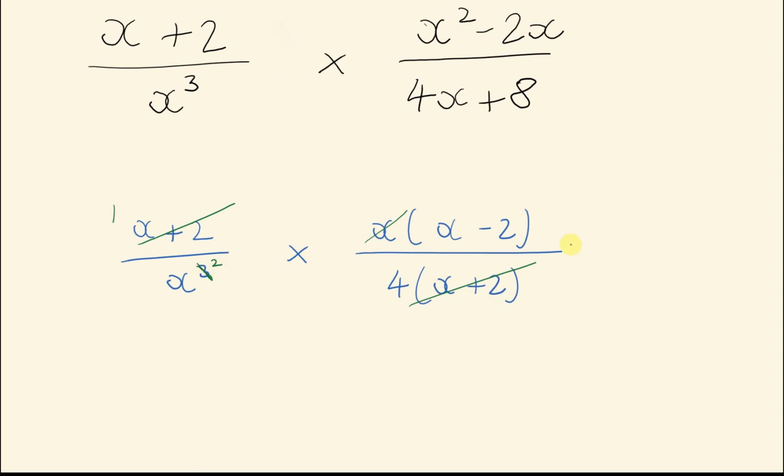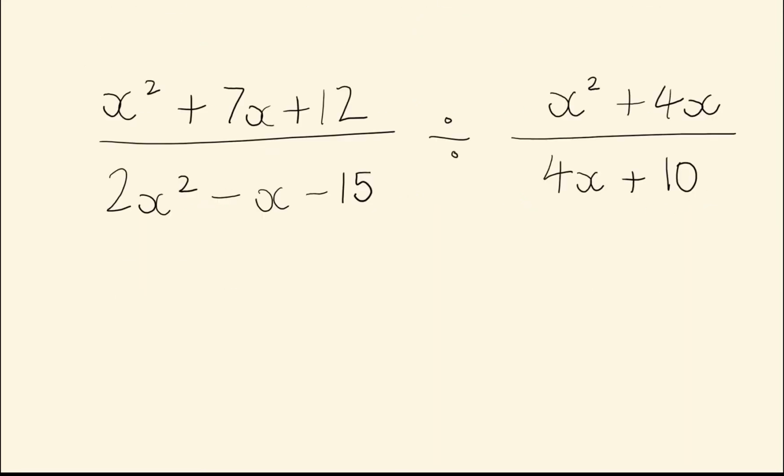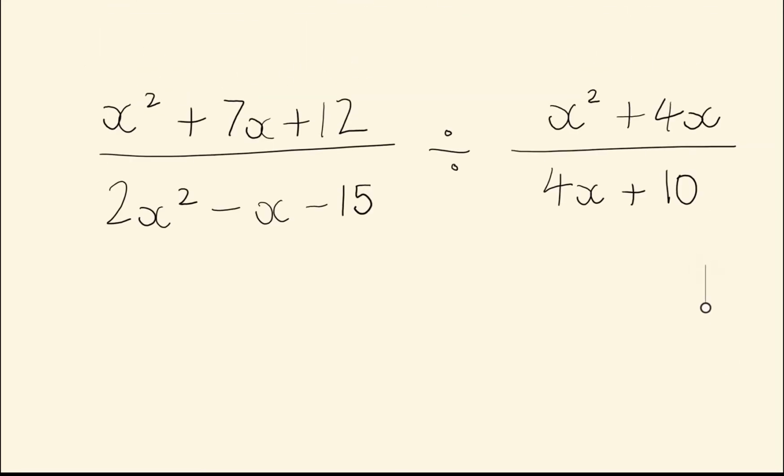Now we can times them together. We have 1 times x minus 2 is just x minus 2. And here we have x squared times 4, and that would just be 4x squared. And for the most part, that's as hard as it's going to get. Let's try the same idea, but with dividing.